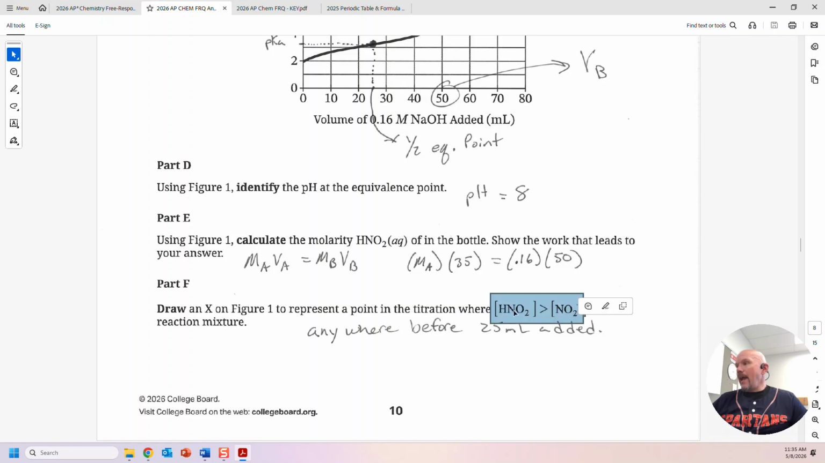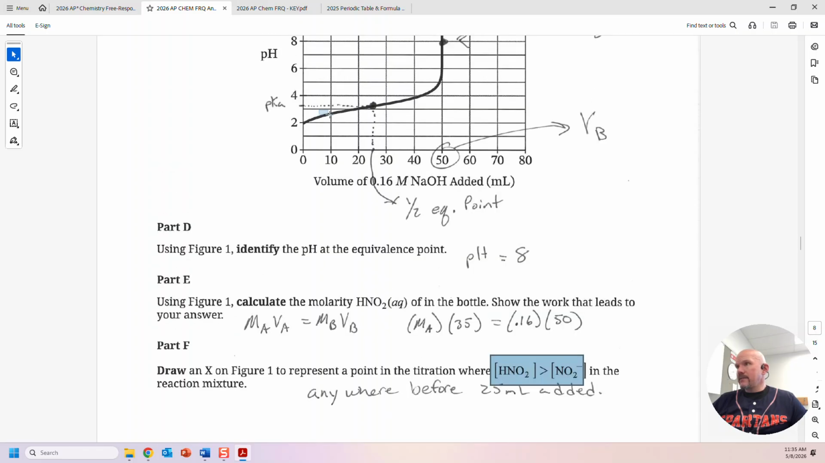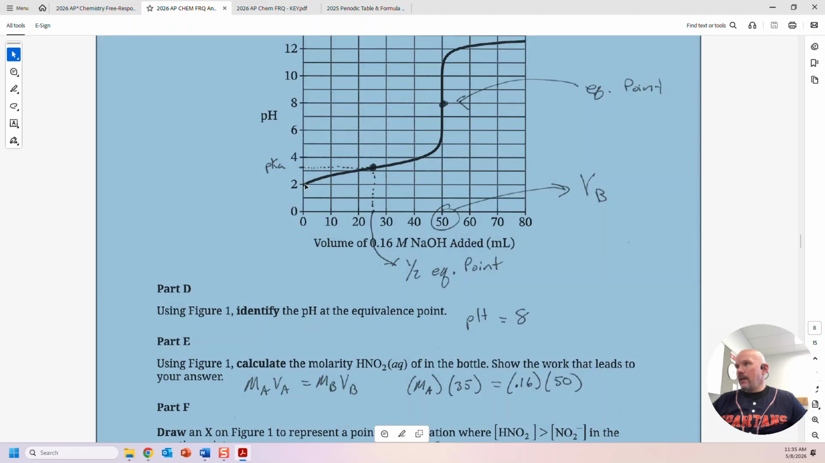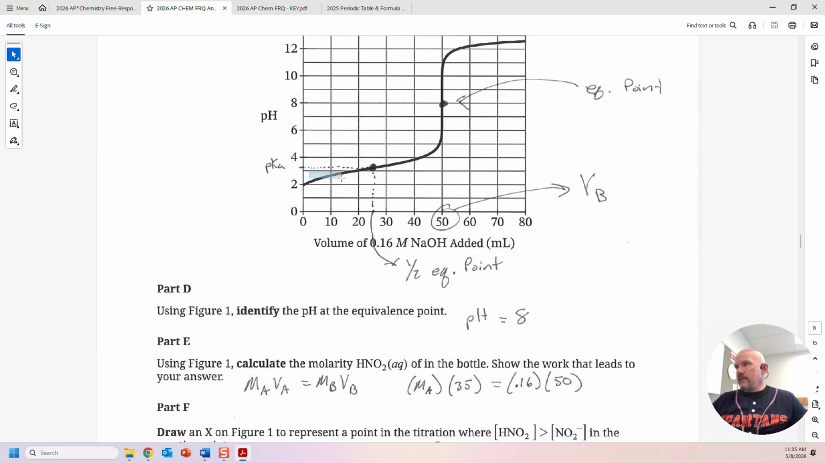But we needed to know that about the buffer region, and they're asking when is the concentration of the HA higher than A minus. So if you just drew an X anywhere in this region here, right? Anything between 0 and 25 milliliters added, anywhere along there before 25 would be a perfectly good answer.